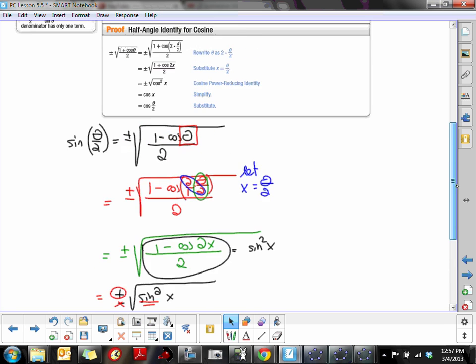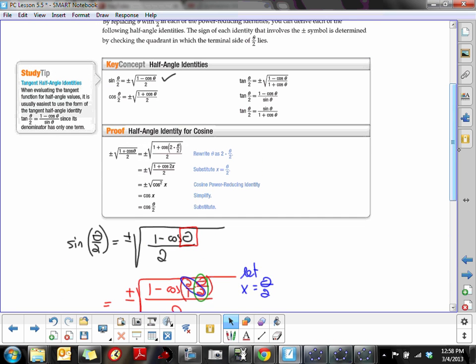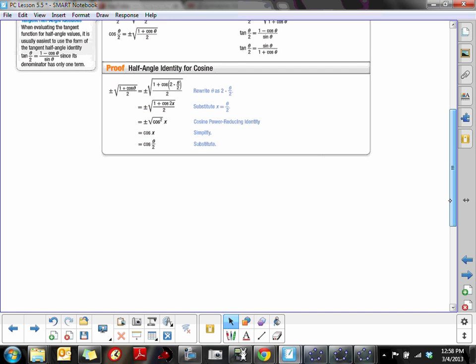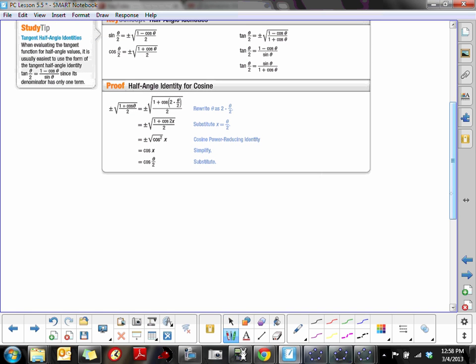Now, as in the other videos, I've proven the cosine one as well, but I'm going to stop short at that. I'm going to let you look at this for the cosine derivation of it, so you've got that one there to fall back on. Next thing I'm going to do is verify that the tangent of theta halves, the half-angle identity formula for tangent, is plus or minus the square root of 1 minus the cosine of theta all over 1 plus cosine of theta.